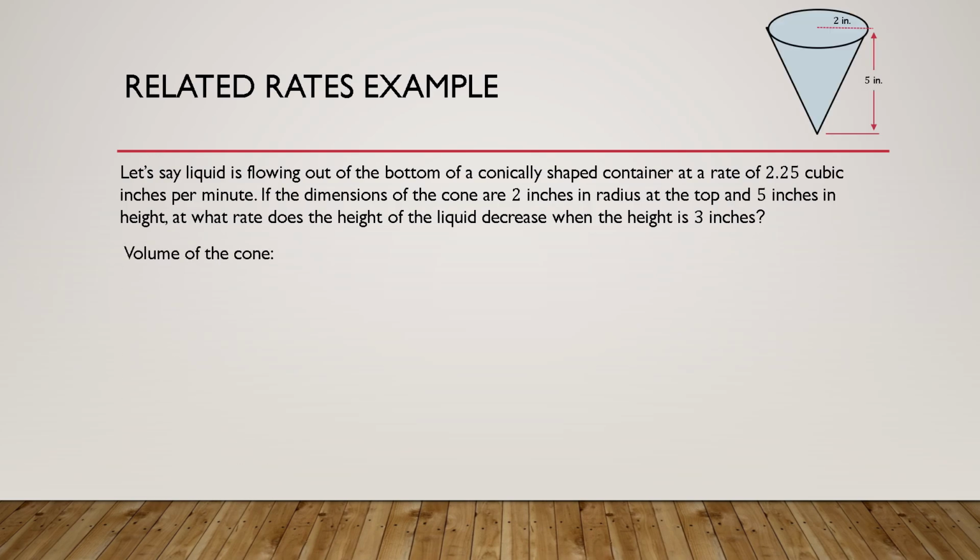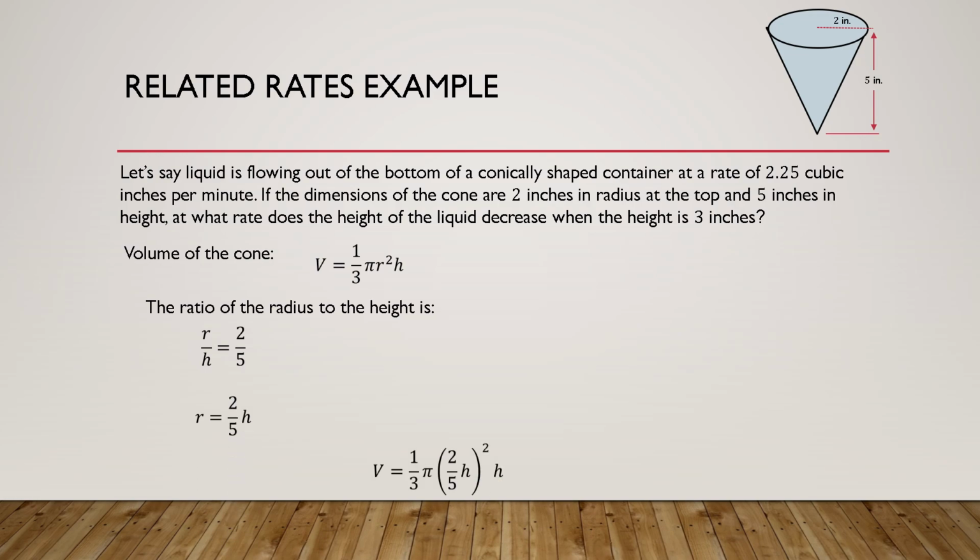We can start by knowing the volume of the cone is equal to 1/3 pi times the radius squared times the height. Since we are relating the height to the volume, we need to speak of our equation only as it relates to the height. Since the ratio of the radius to the height is 2 to 5, we can replace in our volume equation r with 2 over 5 times h. Now our volume equals 4 over 75 times pi times the height cubed.